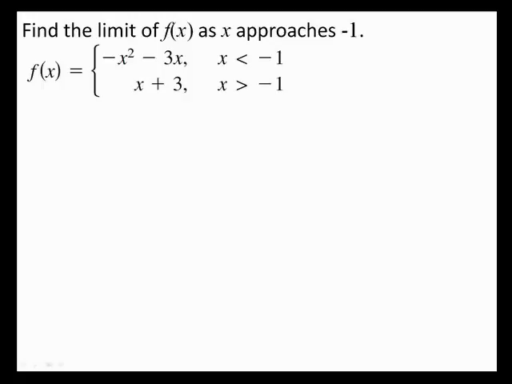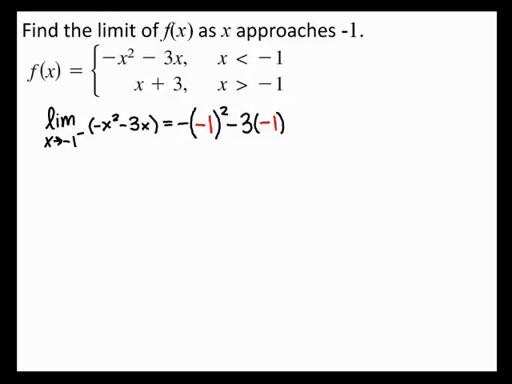Solve each one-sided limit. The limit of -x squared minus 3x as x approaches -1 from the negative side. Substitute -1 in for x. Simplify -1 squared and -3 times -1. Simplify -1 plus 3. You find that the limit of -x squared minus 3x as x approaches -1 is 2.